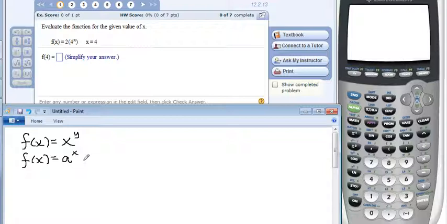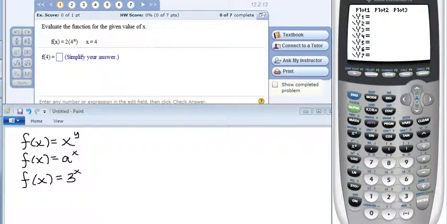So what that means is you've got a function, let's just put one in there. That kind of looks weird, but 3 to the x would be an exponential function. It's where the variable sits in the exponential spot. Let's take a look at what these look like. 3 raised to the x power.